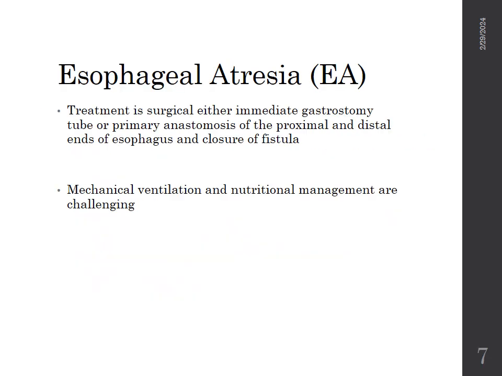The treatment, as we said, is surgical, either by an immediate gastrostomy tube or a primary anastomosis of the proximal and distal ends of the esophagus with closure of the fistula. When they find that the two ends of the esophagus are very distant from each other, they sometimes need to do a gastrostomy, and primary anastomosis is not a choice. Mechanical ventilation and nutritional management in these cases are very challenging, and these cases must really be taken care of, and we do see a lot of cases in our NICUs.